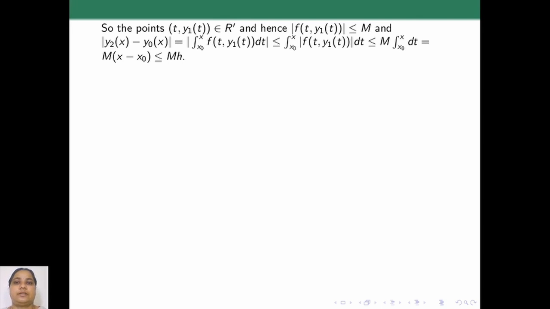So the points (t, y1(t)) belong to R', and hence |f(t, y1(t))| ≤ M, and |y2(x) − y0(x)|, which is equal to |∫ from x0 to x of f(t, y1(t)) dt|, is less than or equal to ∫ from x0 to x of |f(t, y1(t))| dt, again less than or equal to M ∫ from x0 to x of dt, which is less than or equal to Mh.